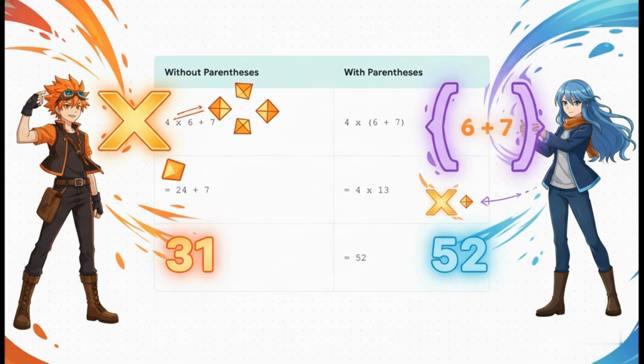Just look at this. On the left, with no parentheses, we follow the standard rules. Multiply first, then add. We get 31. But on the right, those little parentheses force us to add 6 and 7 first.